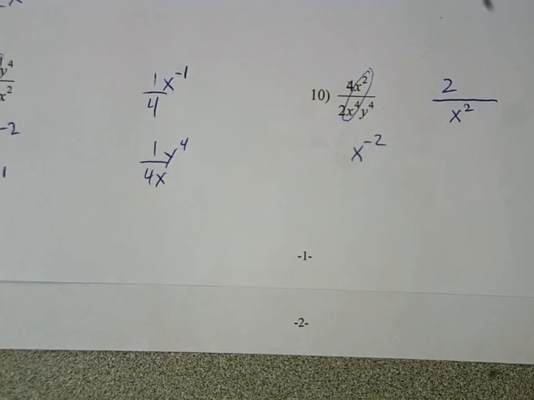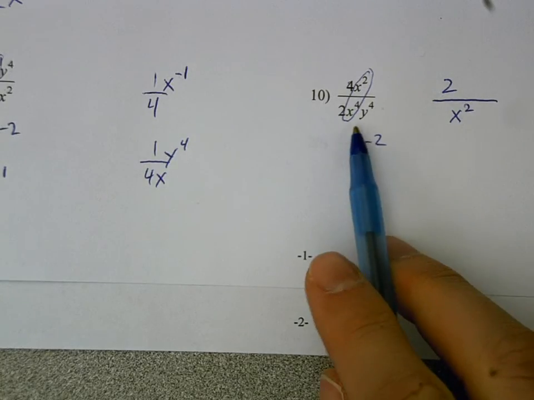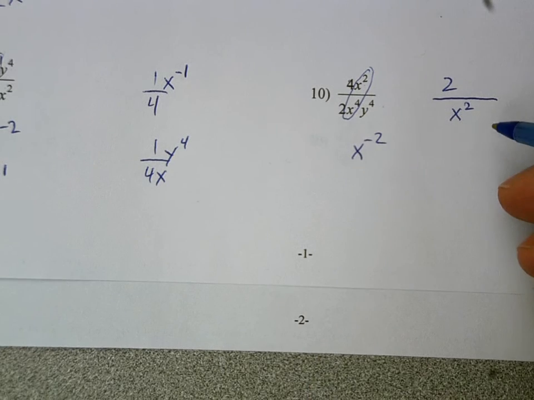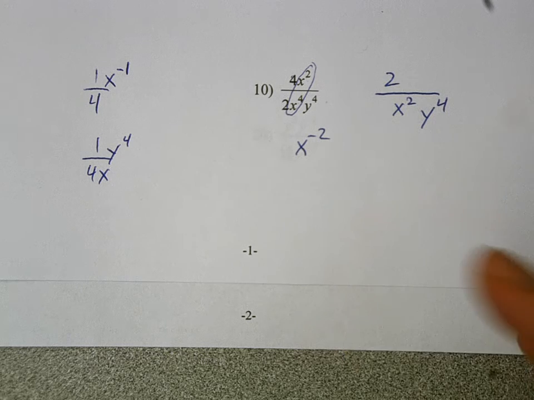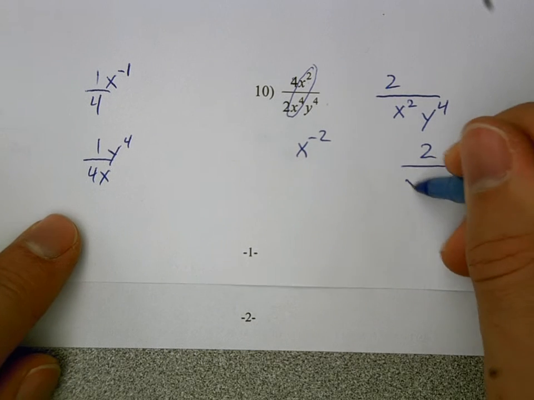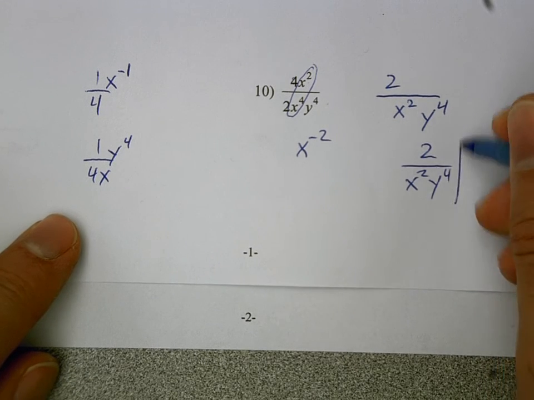And then what do we do with the y's? Christian, what can I do with the y's? Or do I need to do anything with them? Put them on bottom. Yep, they're already on the bottom. They're not negative, no issues. That y to the fourth is just going to stay right there. So lining stuff up a little bit better, I could write this 2 over x squared y to the fourth, and I'd be done.